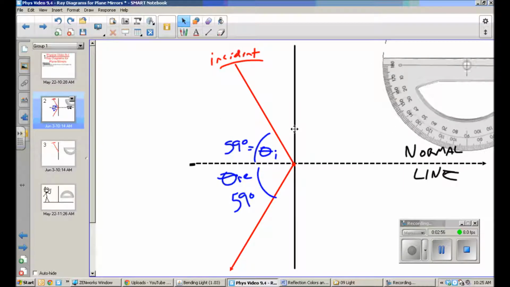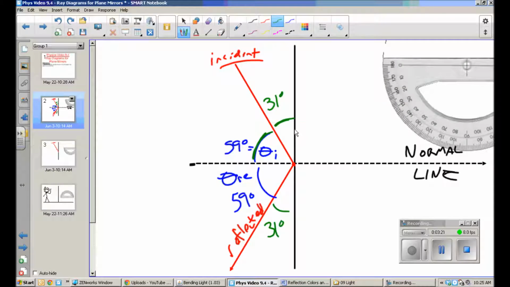But it turns out that if your goal is just to put in your reflected beam, if your goal is just to draw this, then there's a way easier way to do it. Specifically, you could do it without drawing your normal line. Because if this angle here is 59 degrees, that means that this angle is 90 minus 59 degrees, or 31 degrees. Which, by the same process, means that this angle here is also 31 degrees.